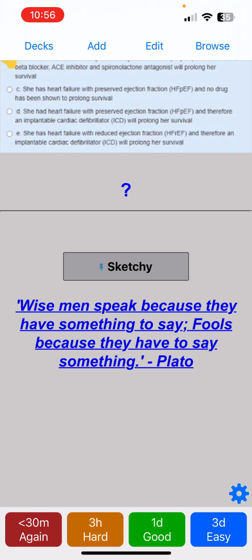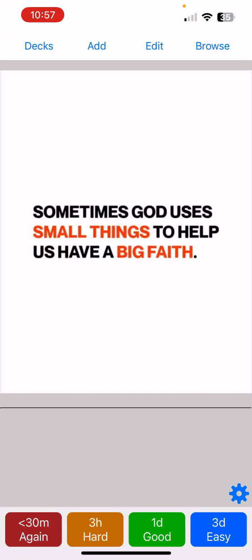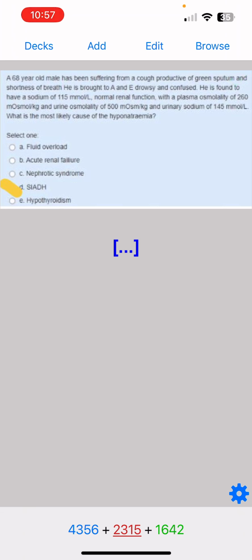Wise men speak because they have something to say, while fools speak because they have to say something. Interesting. Sometimes God uses small things to help us have big faith.